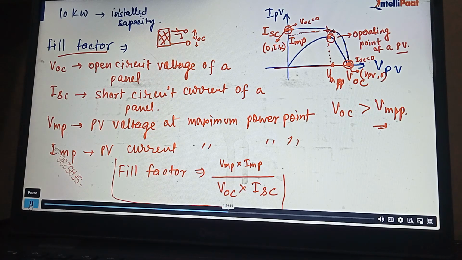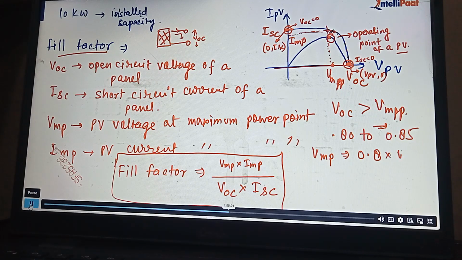Generally we write VMP. If I wanted to write VMP, generally we are considering 20% losses. So generally the fill factor is 0.8 to 0.85. If I am going to calculate VMP, what will I do? 0.8 multiplied by VOC. If I wanted to calculate IMP, I will take 0.8 multiplied by ISC. This way we define the fill factor.